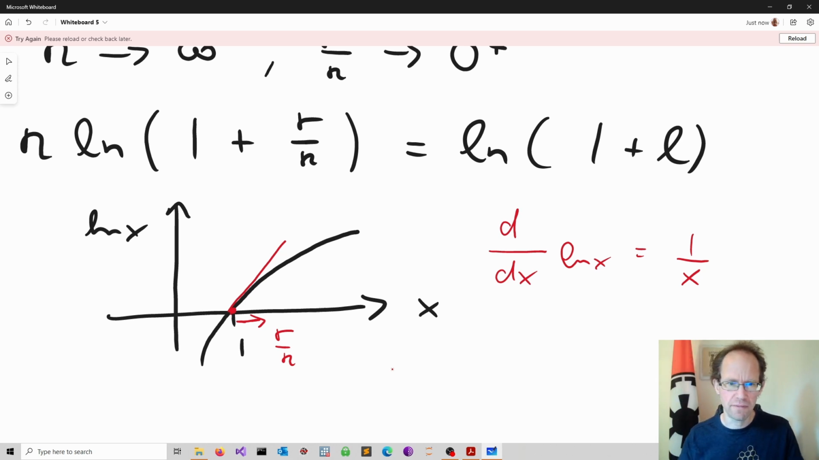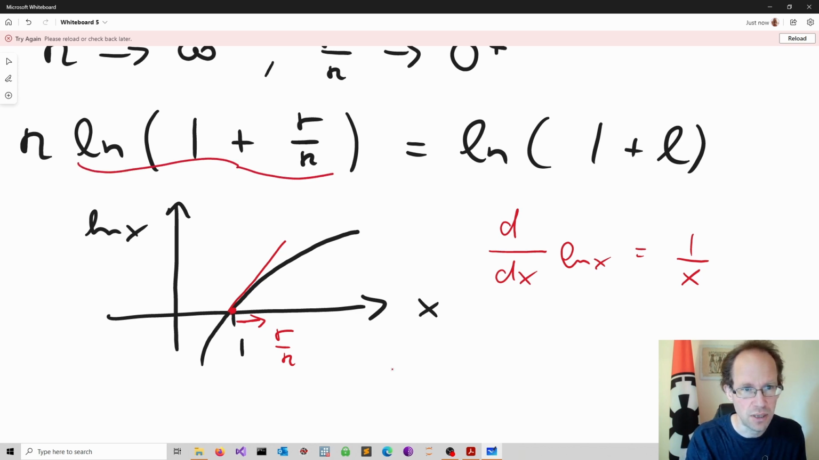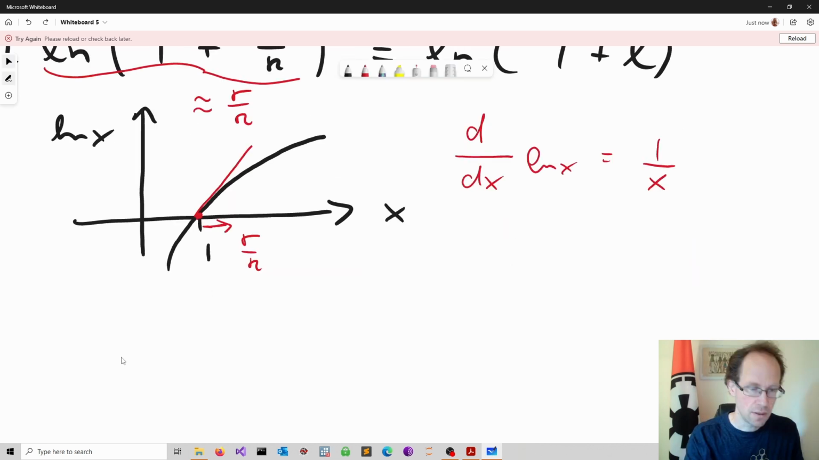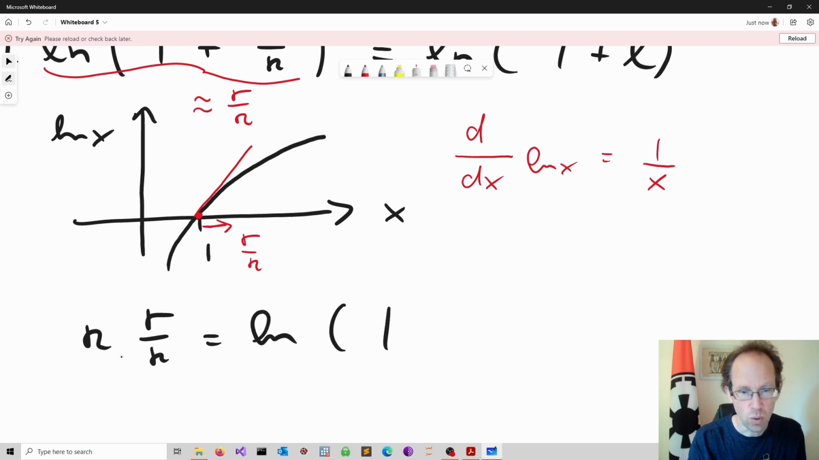Later in this course, we will make this more robust. We will generalize this when we talk about the so-called Taylor expansion or Taylor series. Getting back to our equation, we now argued that this part here is approximately r divided by n. And this obviously simplifies our problem. Now we can write n times r divided by n is the ln of 1 plus l. If we simplify this further, obviously we obtain the following.